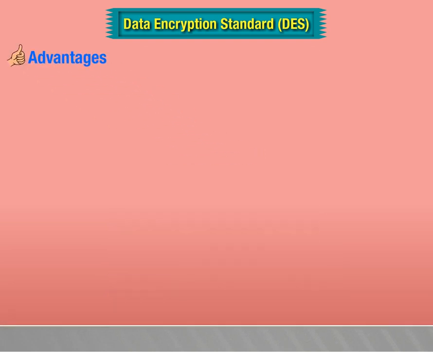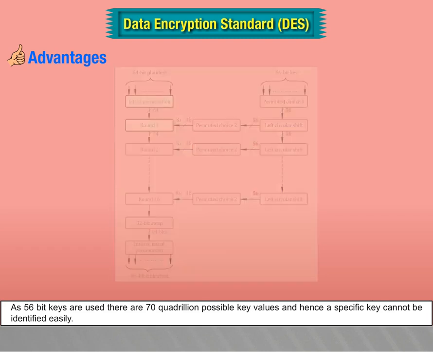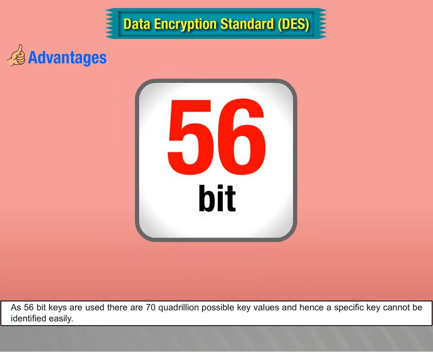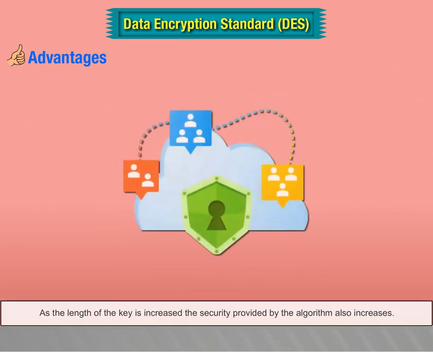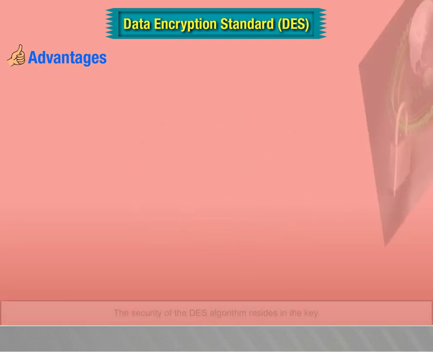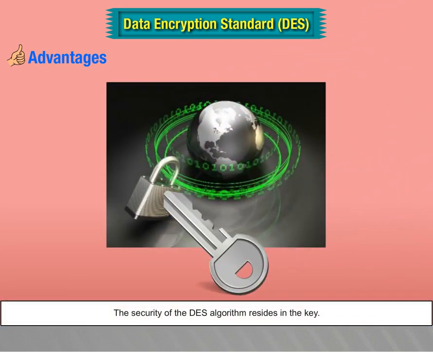Advantages: as 56-bit keys are used, there are 70 quadrillion possible key values, and hence a specific key cannot be identified easily. As the length of the key is increased, the security provided by the algorithm also increases. The security of the DES algorithm resides in the key.